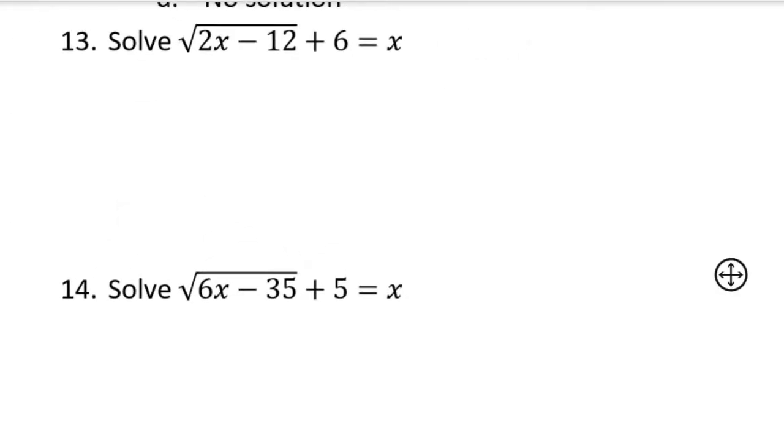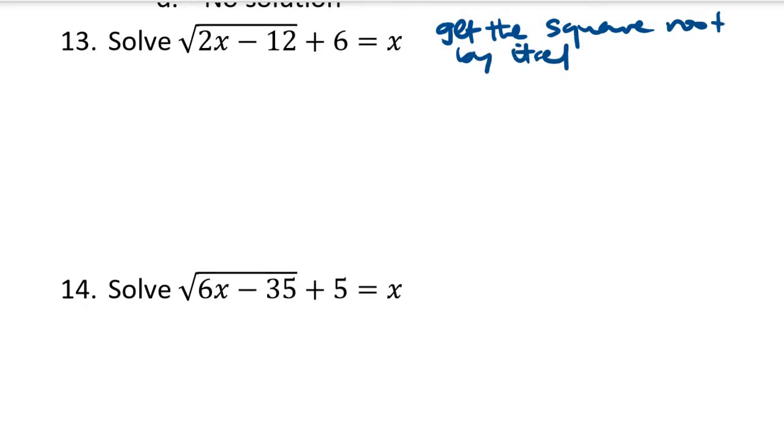Okay, so when you have a square root, the first thing you need to do is to get the square root by itself. So we need to take away this 6 from both sides. So it will be square root 2x minus 12 equals x minus 6. Okay, we got the square root by itself now.